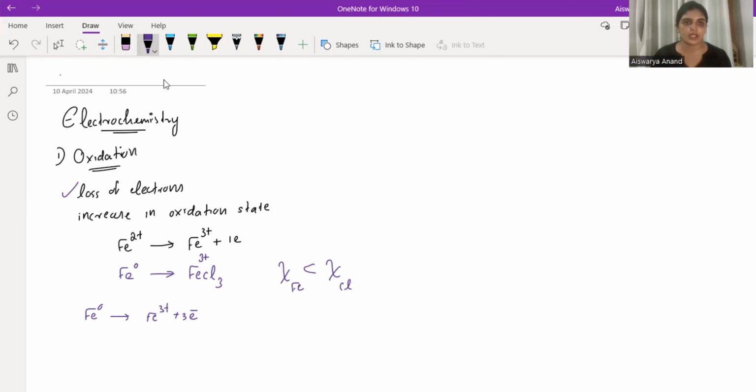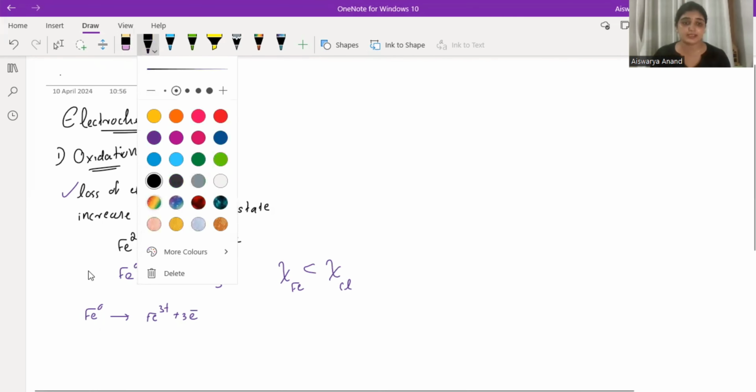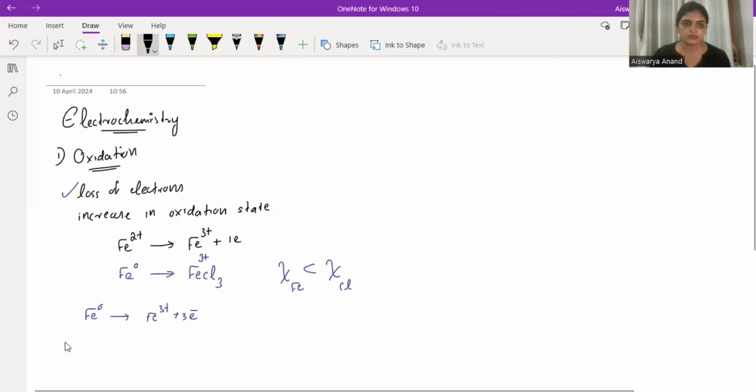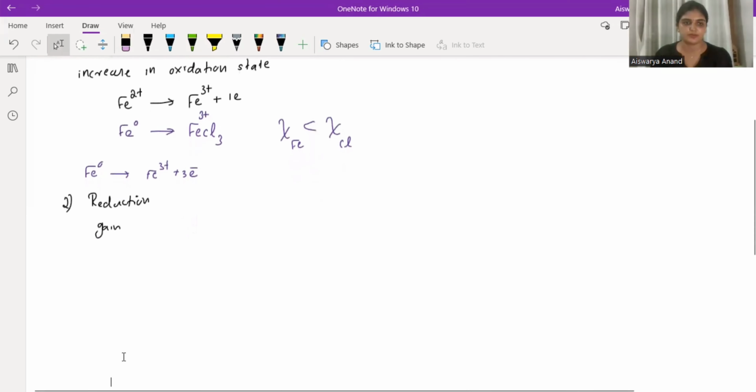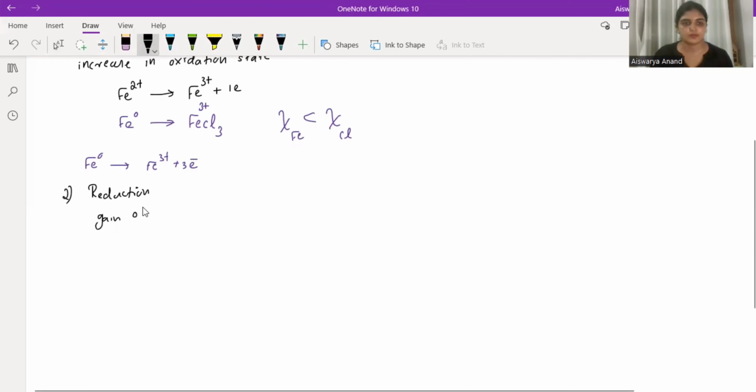Now similarly, another term is reduction, and we can relate it to the same. Reduction is gain of electrons, or we can say it is a decrease in oxidation number.